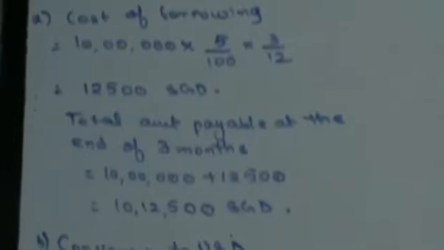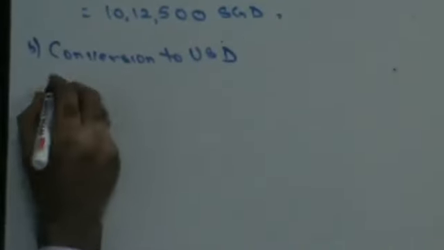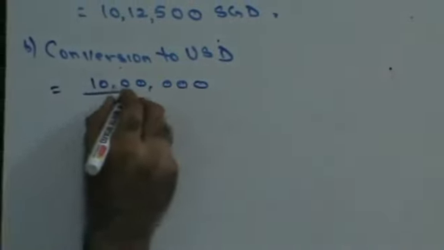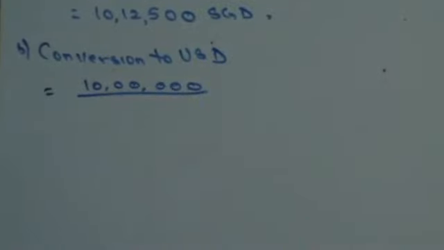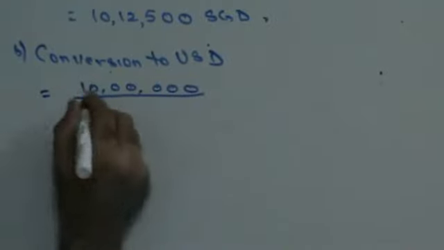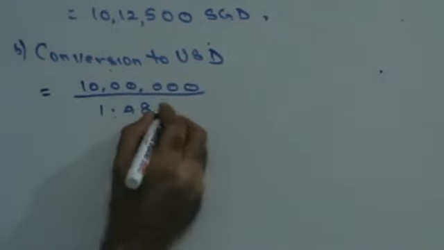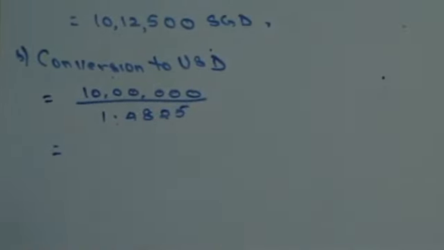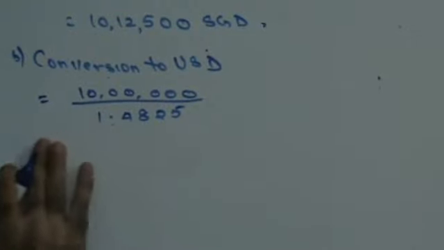So conversion to US dollars: how many US dollars will I get? 1 million divided by the spot ask rate. I'm sending the money today, therefore I'm considering the spot rate. Since I want to buy, I'll have to buy at the ask price of 1.4825. Do this division and you will get these many US dollars.